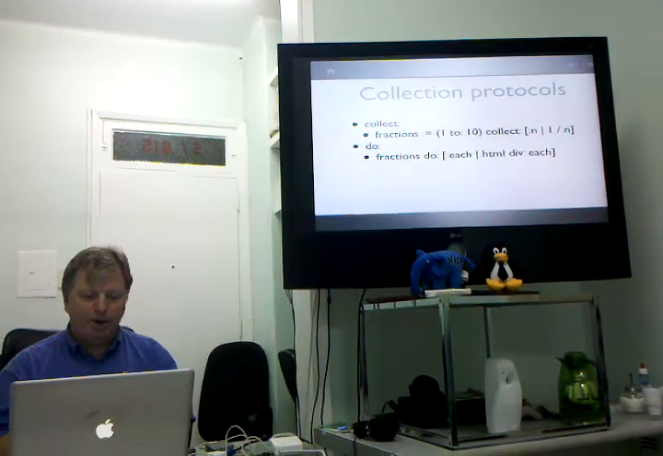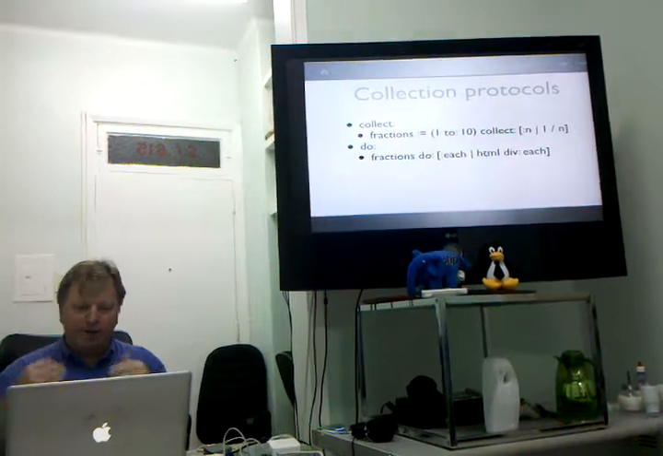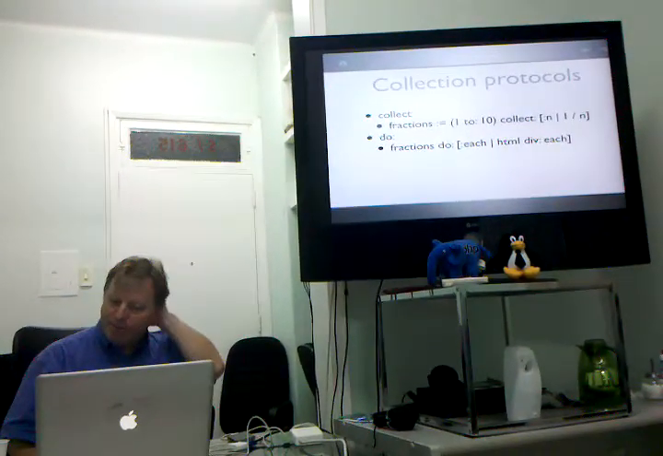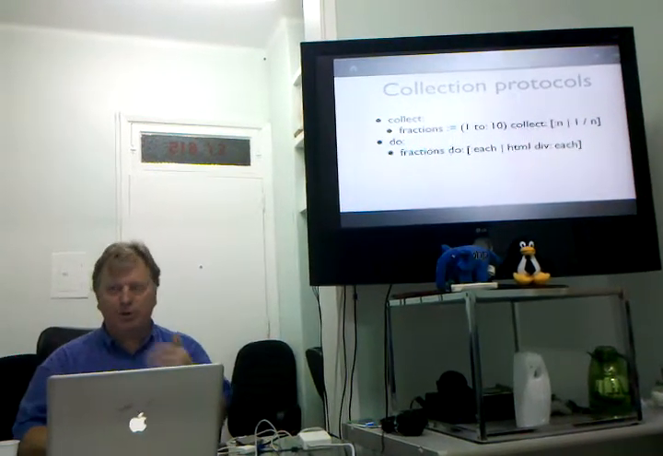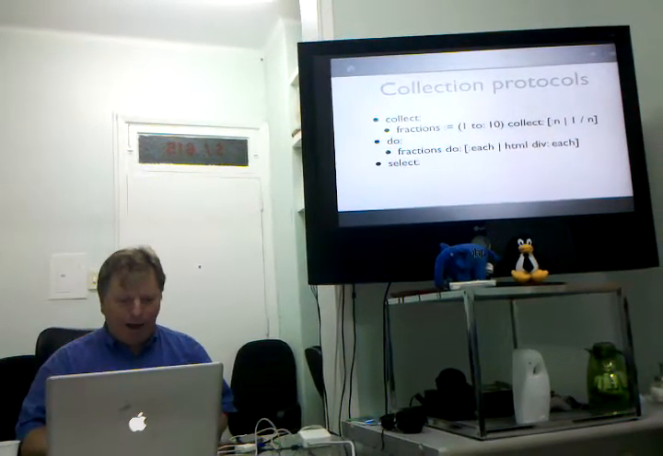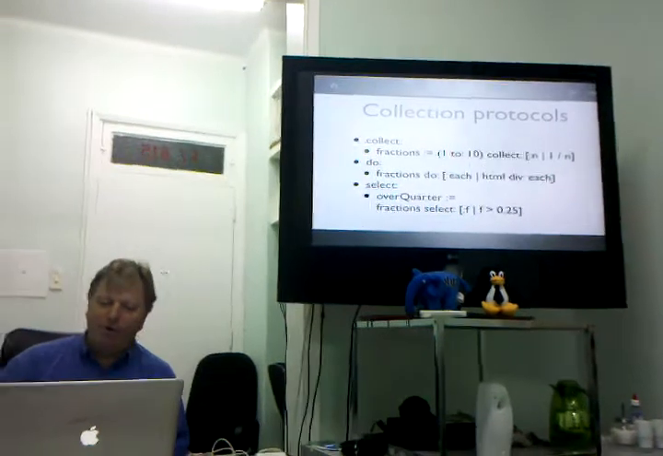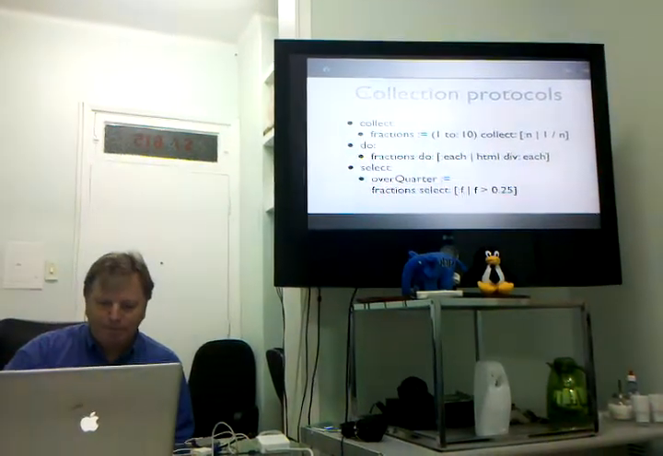Do is just an iterator. So for each of the fractions that result from that, we're going to call 10 times HTML div each. That's actually some code from Seaside to create a div that contains just that fraction. Just going to use the print string from each of those. Select is like grep in Perl. It selects different things. So we take the fractions, and we're looking for all the fractions that are greater than 0.25. And we're going to get back some subset of those.